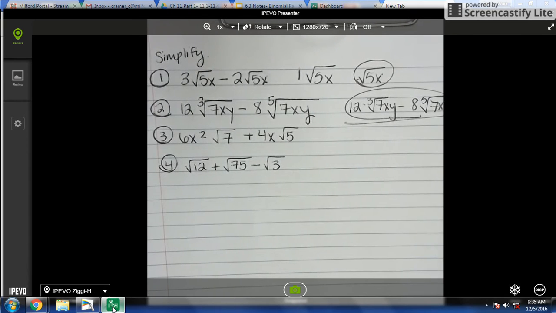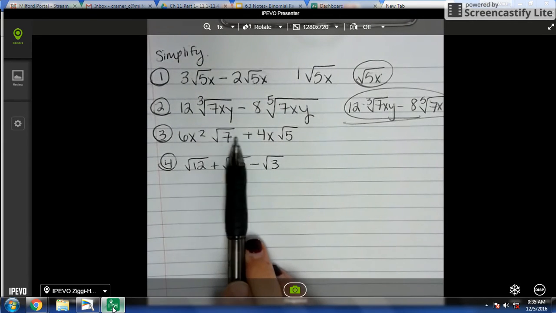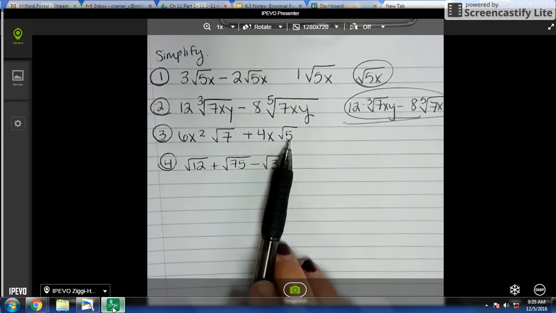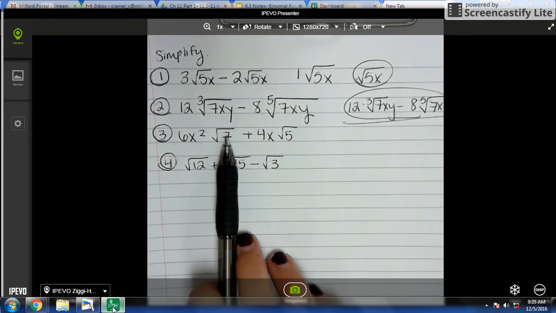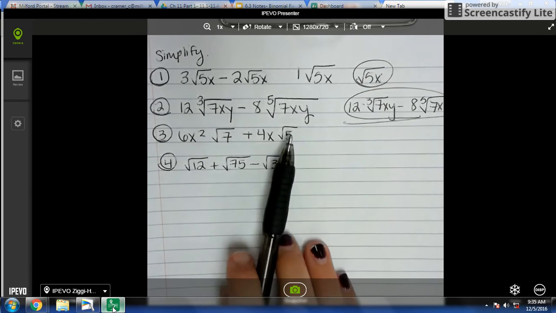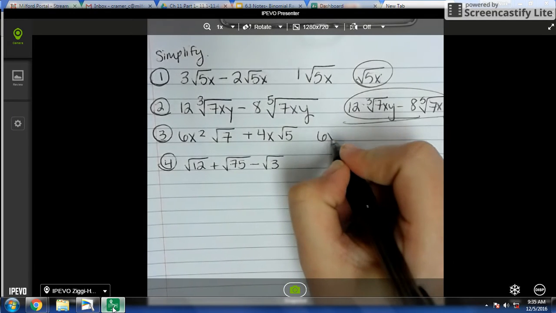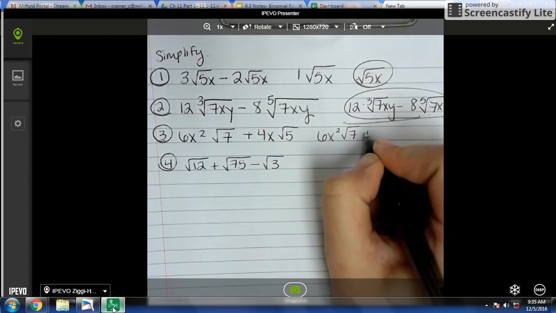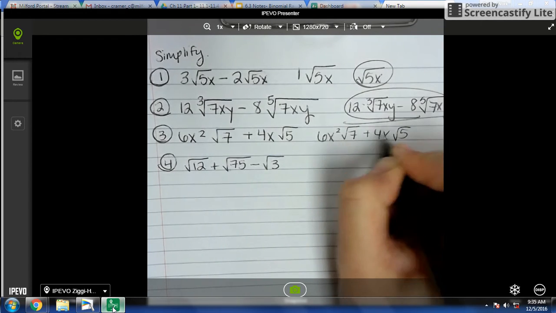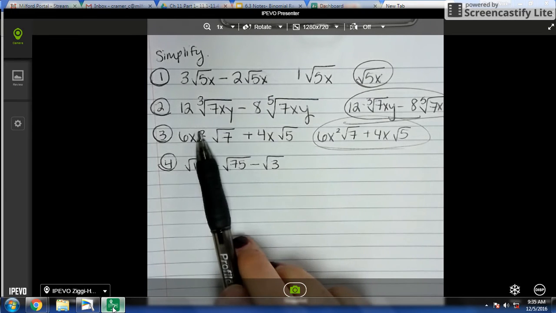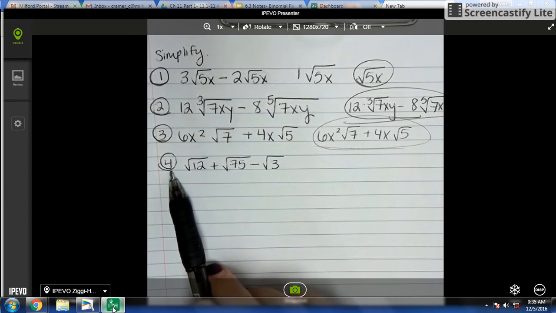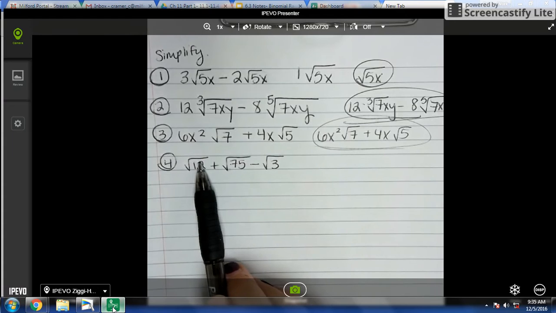For number 3, we have 6x squared radical 7 plus 4x radical 5. Again, our radicals are different. We cannot add these. We can't add a radical 7 and a radical 5. So it's already in its simplest form, and it would stay that way. Remember, we can only combine terms that are exactly alike, and these are not exactly alike, even though they do have the same index.